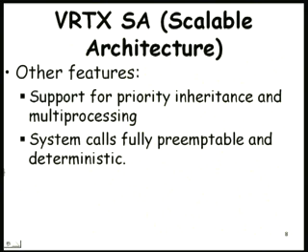The other important features: support for priority inheritance and multiprocessing. We had discussed resource sharing in a non-trivial application. The tasks need to share resources, and therefore, priority inheritance becomes important for resource sharing among real-time tasks. So, I hope all these terms are making sense, and system calls are fully preemptible and deterministic.